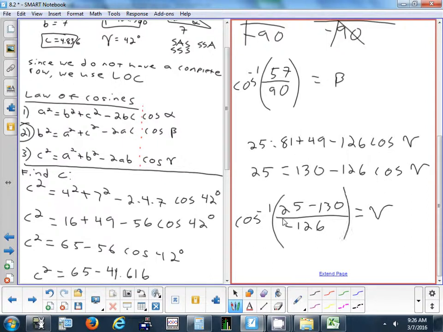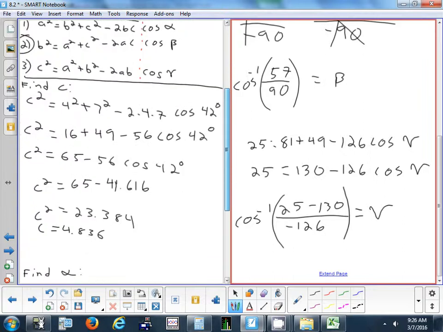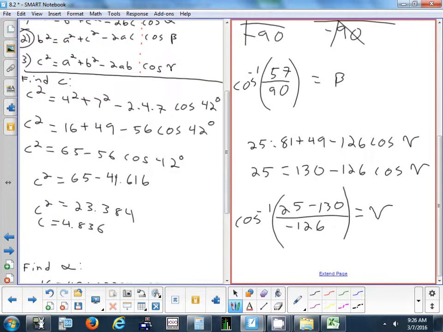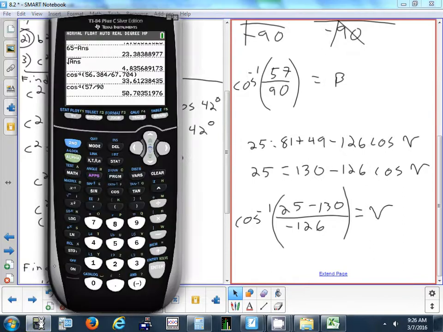So really, the work for law of cosines can be very, very long if you show every step. Or if you do some steps in your head, you really can do it in like 3 steps on paper. My advice, if you're going to do it like this, you have to be very careful when you type it in. If you don't like it like this, then do it like we did, one step at a time. So, inverse cosine of 25 minus 130. I want to do the numerator first. Then divide by negative 126. And then close my parenthesis for inverse cosine.